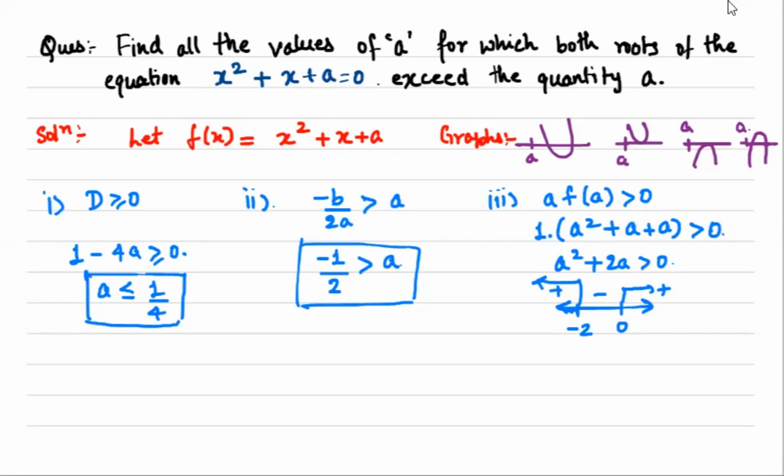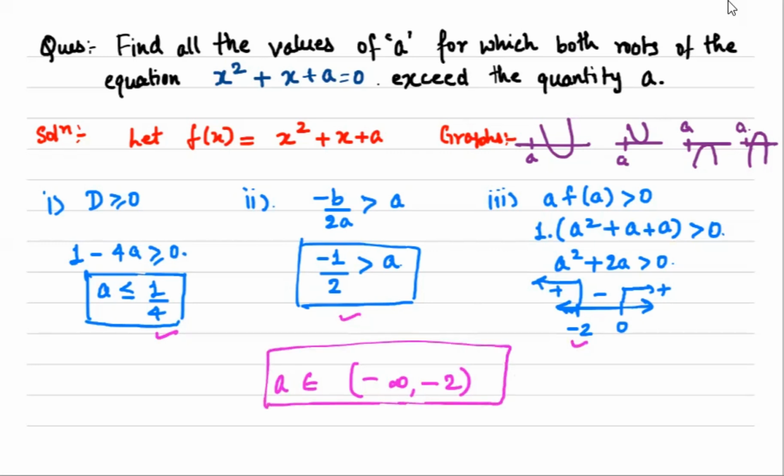And therefore, combining for all, the common answer: a is less than minus 1 by 2, a is less than 1 by 4, and then a is less than minus 2, right? So combining all of this, what we get is from minus infinity to minus 2, because minus 2 is the smallest of all these three, right? You can put them on the number line. So that's your final answer. I hope the concept is clear to you.